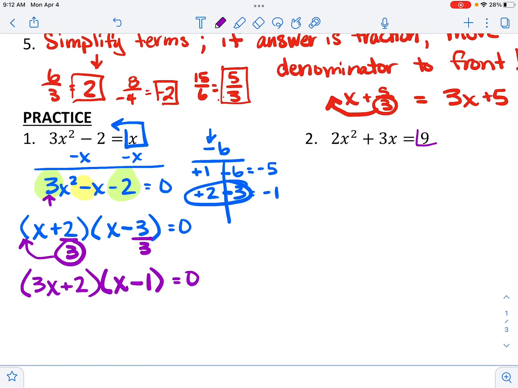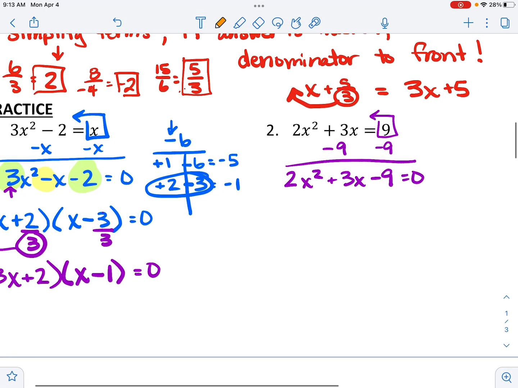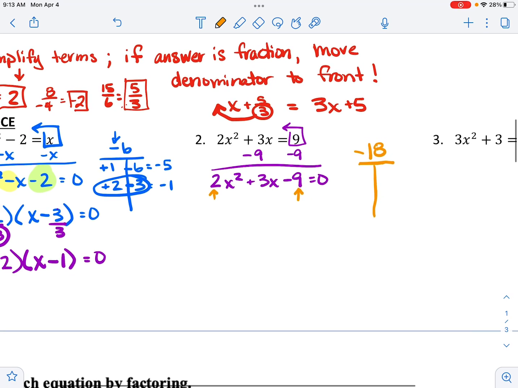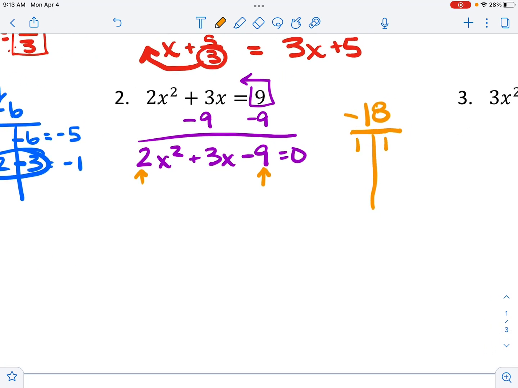Okay, so again, we move it to the left, put it in standard form first. So 2x squared plus 3x minus 9 equals 0. Now, we multiply a times c, and we get a negative 18. Now we list all of our factors for negative 18. So that's 1 and 18, 2 and 9, 3 and 6, 4 doesn't go in, 5 doesn't go in, we've reached the 6.